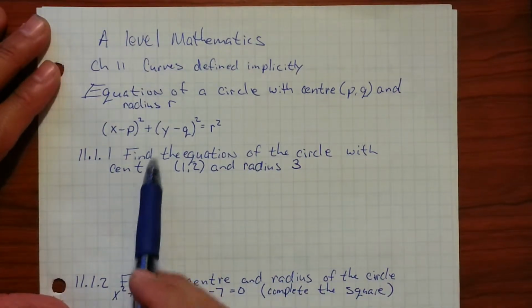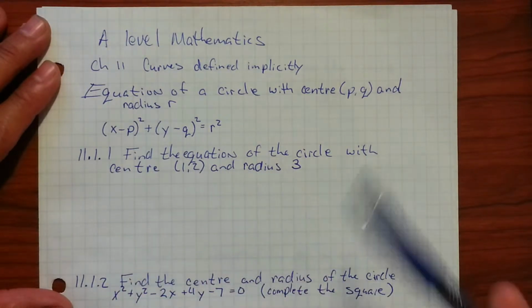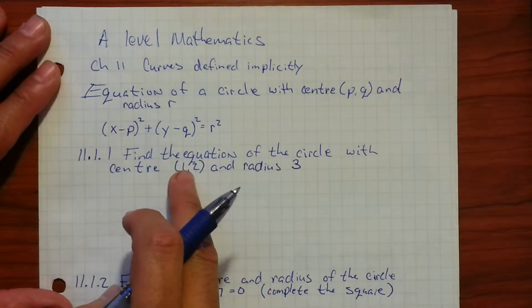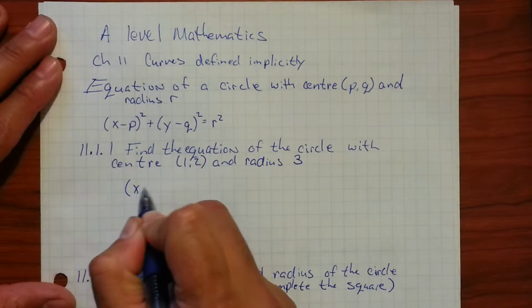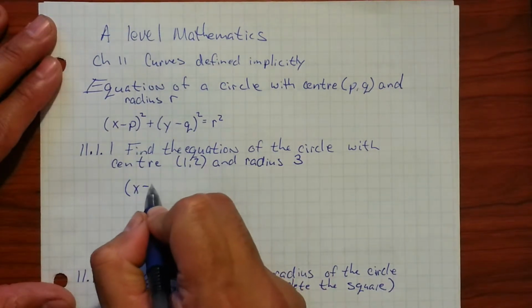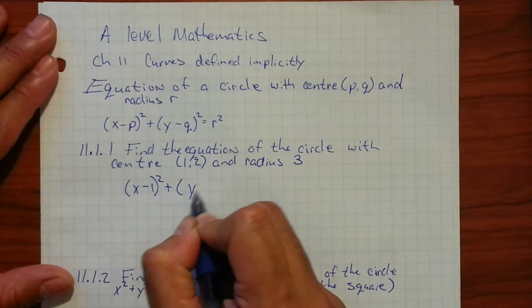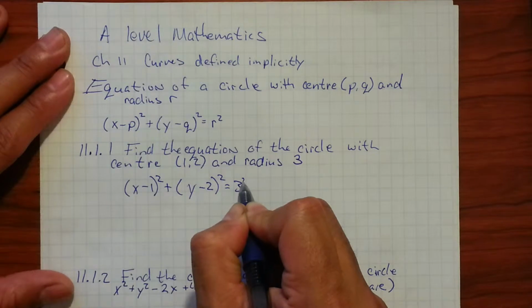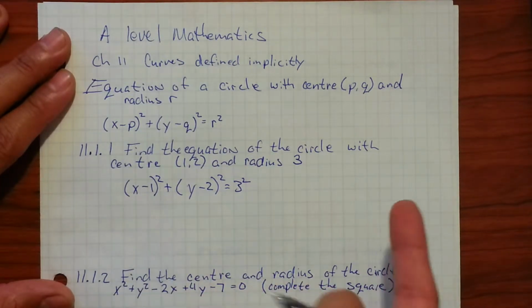Now, if we're going to find the equation of the circle with the centroid of here and the radius of 3, I can just plug it in, because there's my p, there's my q, and my r. So I'm going to have (x minus 1) squared plus (y minus 2) squared equals 3 squared. Now, common notation right here.